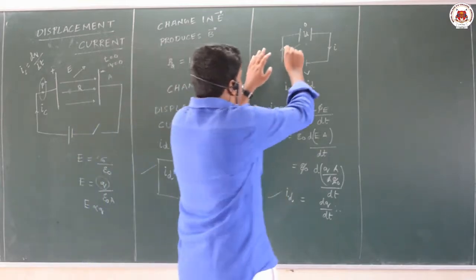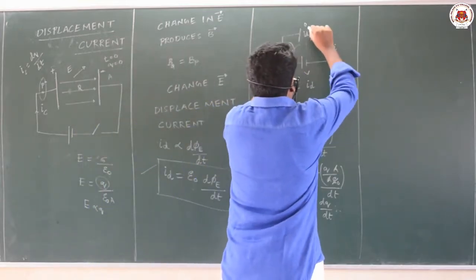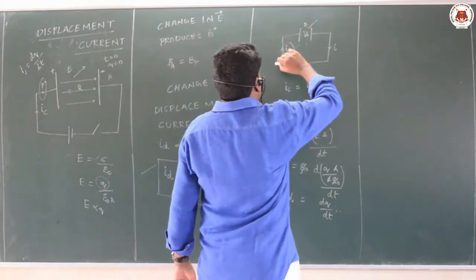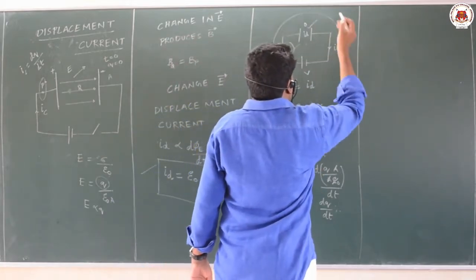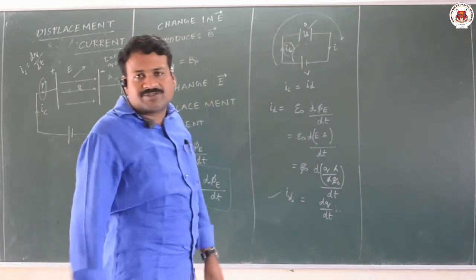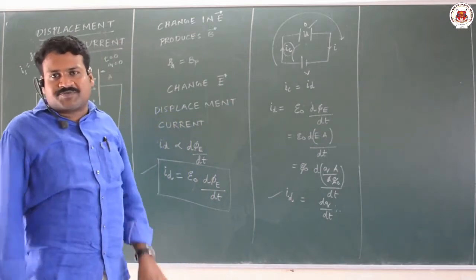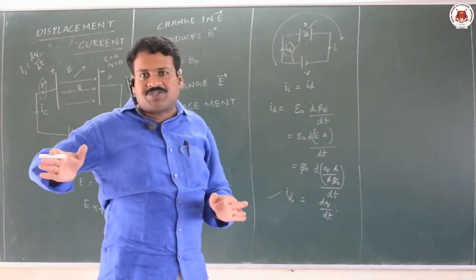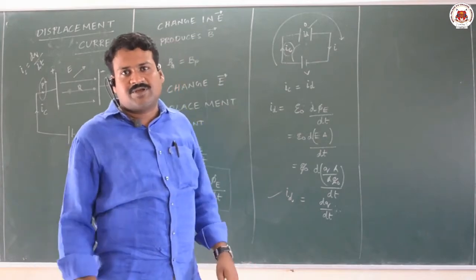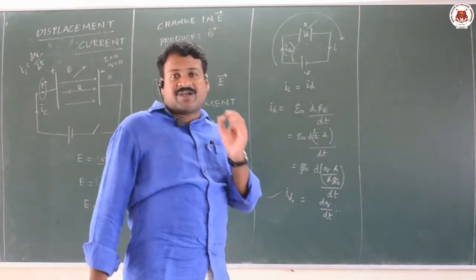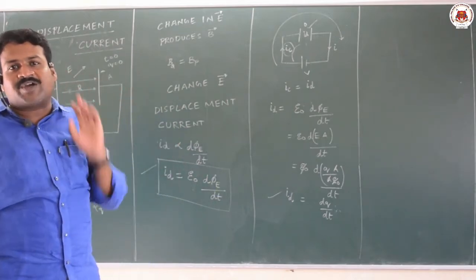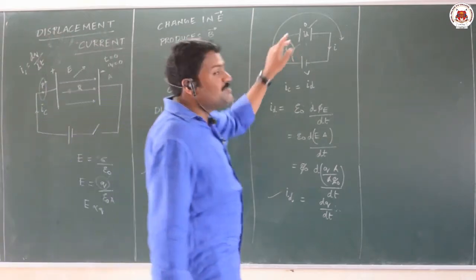So conduction current disappears here, it appears as displacement current, and this current loop is totally continuous. The flow of current is continuous, it is not blocked. The capacitor blocks the current, but inside the capacitor it flows like displacement current. The current which is produced due to change in the electric flux is called displacement current.